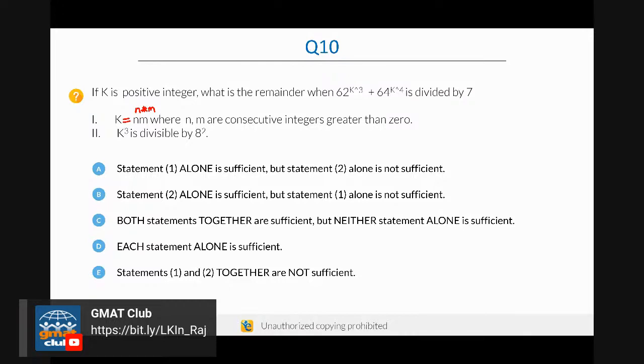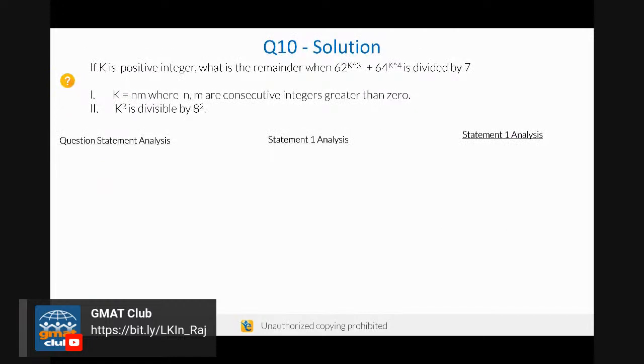Now, this is a 700 level question, and about 70% of you got this right. 70%, and for me, that's amazing, the fact that you can get a question such as this right. So let's solve this. What's given to us is k is a positive integer, and what's the remainder when 62 to the power k to the power 3 plus 64 to the power k to the power 4 is divided by 7? You can look at this and say this is really close to 6 raised. The correct answer is choice D, as many of you are saying.